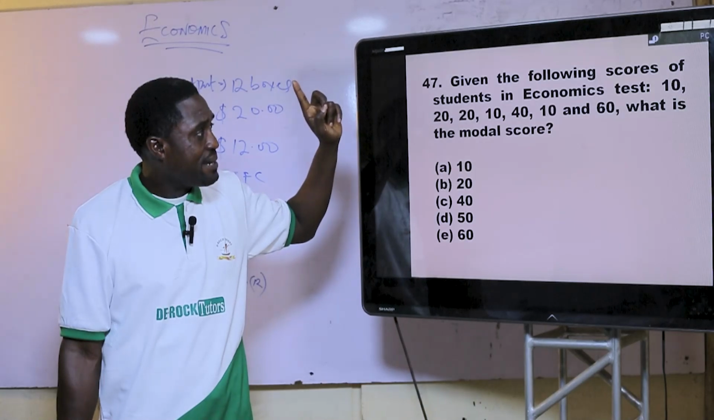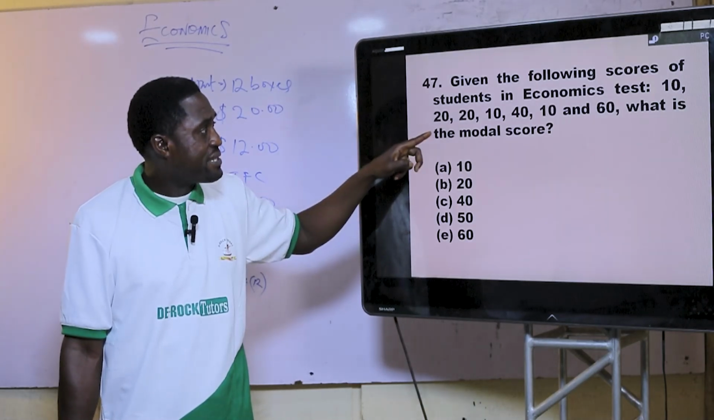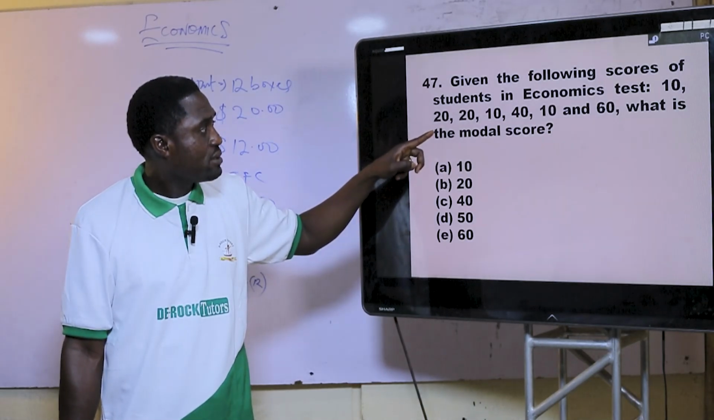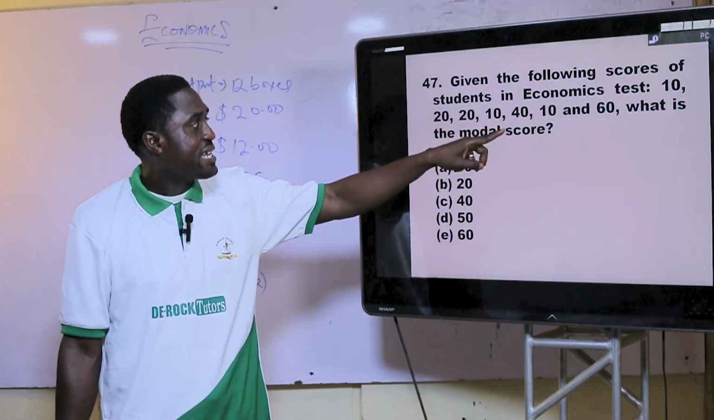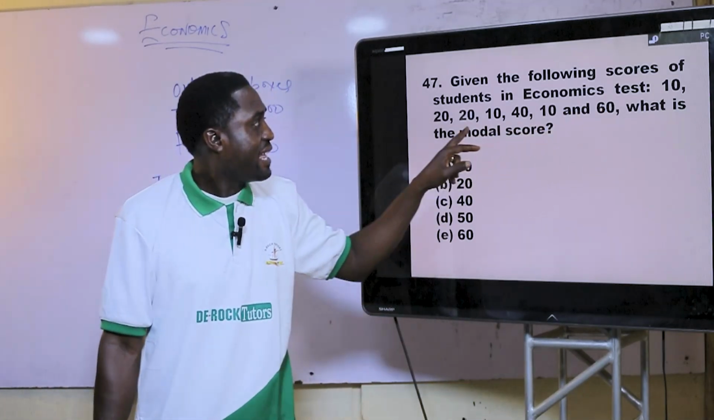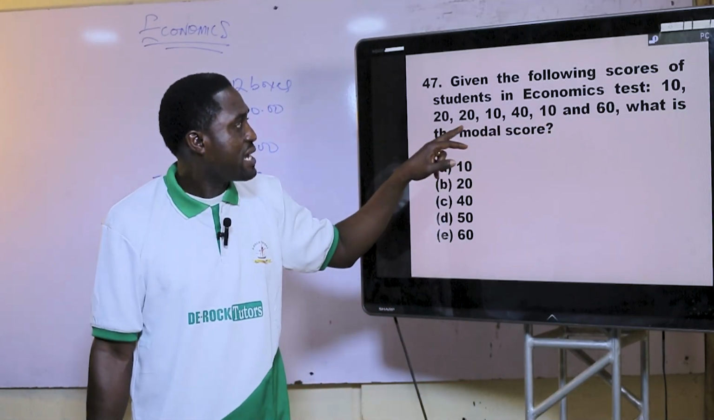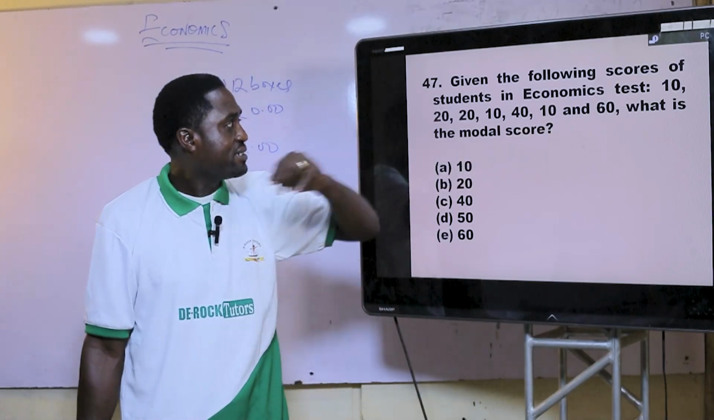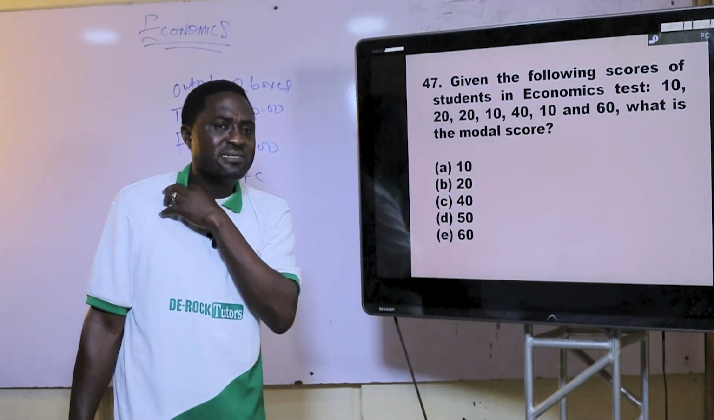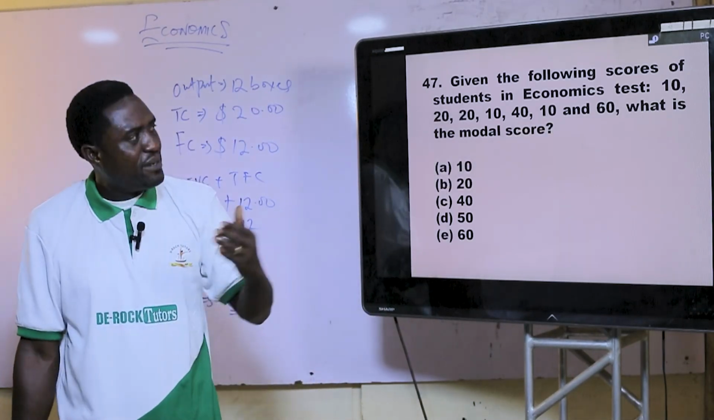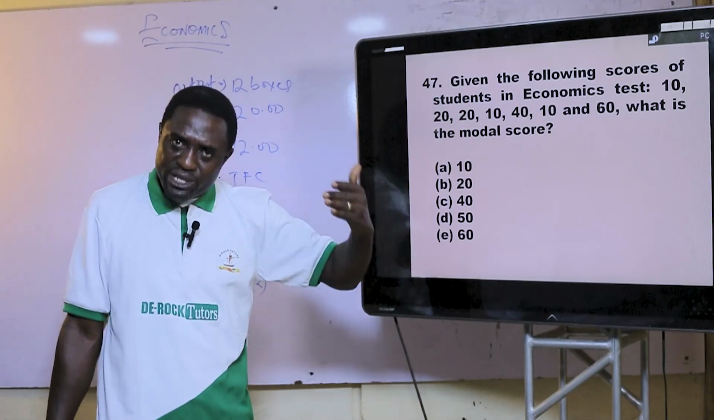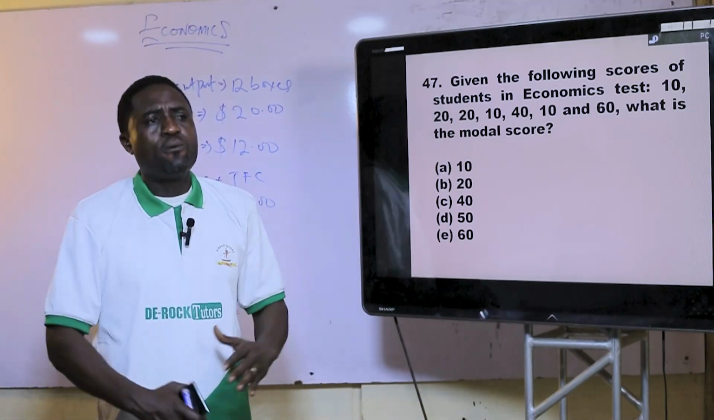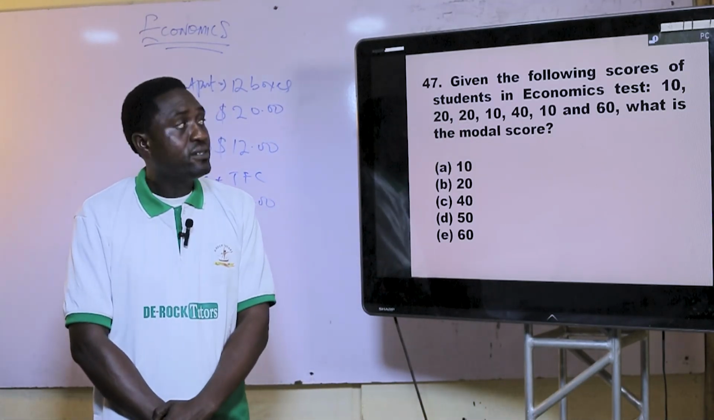10 appears how many times? 20 appears how many times? 2 times. Okay, 10 appears 3 times: 10, 10, 10. 20, 2 times. So the modal score is 10. 10 occurs how many times from this? It occurs 3 times. So the modal score is 10. The next question.